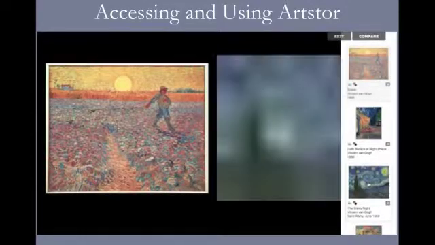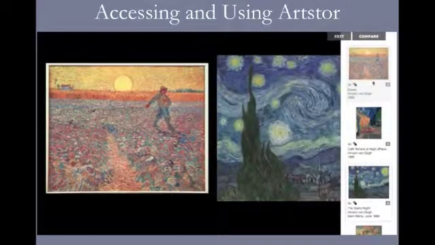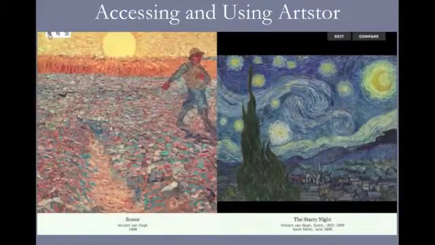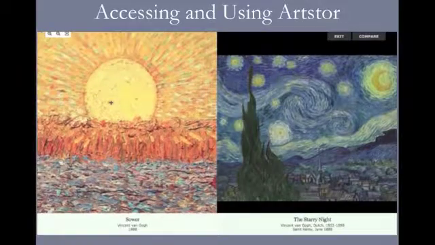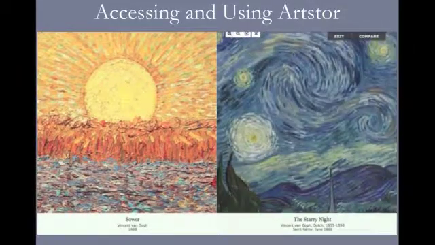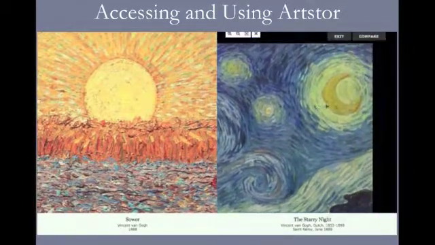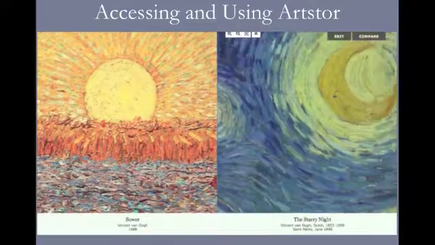Let's compare The Sower with Starry Night to look at Van Gogh's treatment of light in each. The images are now displayed side by side, and we can zoom in and pan to details of the sun and moon in each painting. We can add up to 10 paintings to compare with our original selected image.